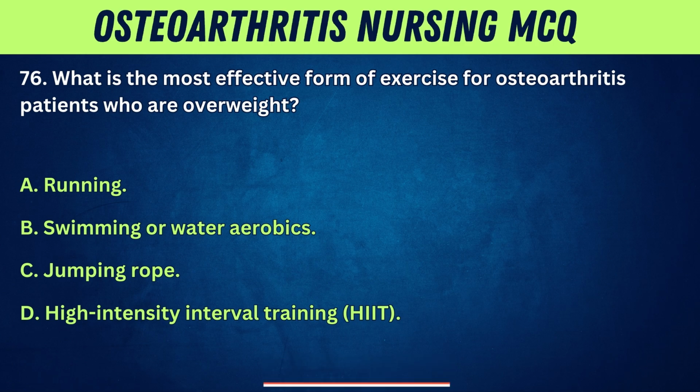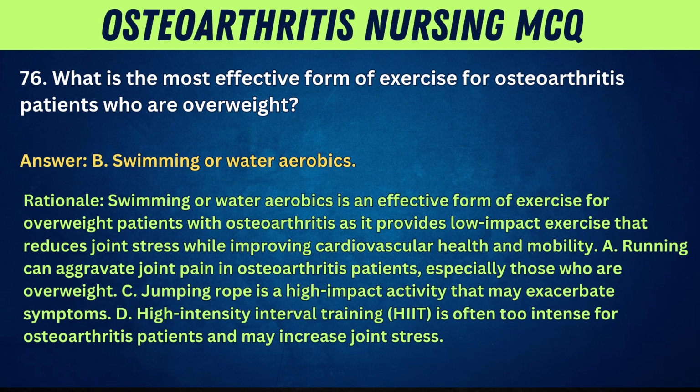76. What is the most effective form of exercise for osteoarthritis patients who are overweight? A. Running. B. Swimming or water aerobics. C. Jumping rope. D. High-intensity interval training, HIIT. Answer: B. Swimming or water aerobics. Rationale: swimming or water aerobics is an effective form of exercise for overweight patients with osteoarthritis, as it provides low-impact exercise that reduces joint stress while improving cardiovascular health and mobility.